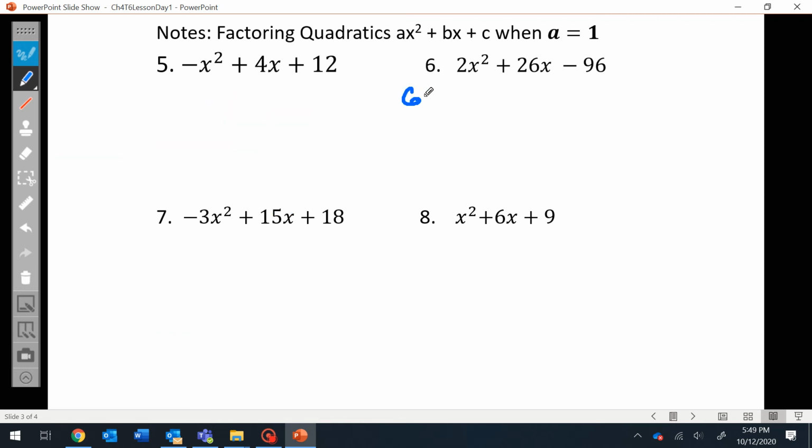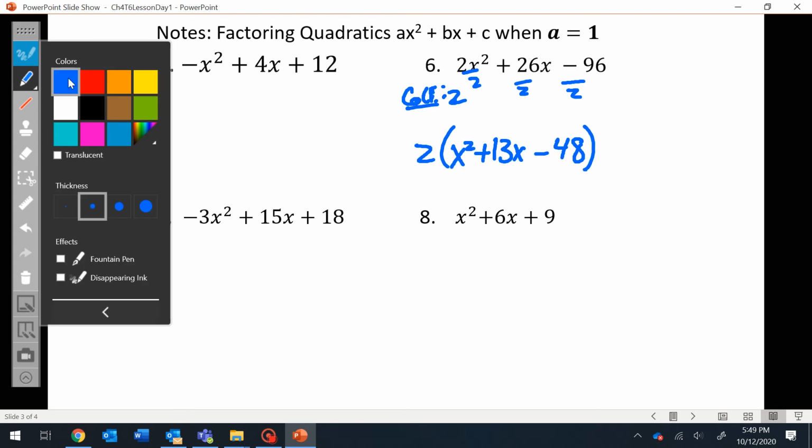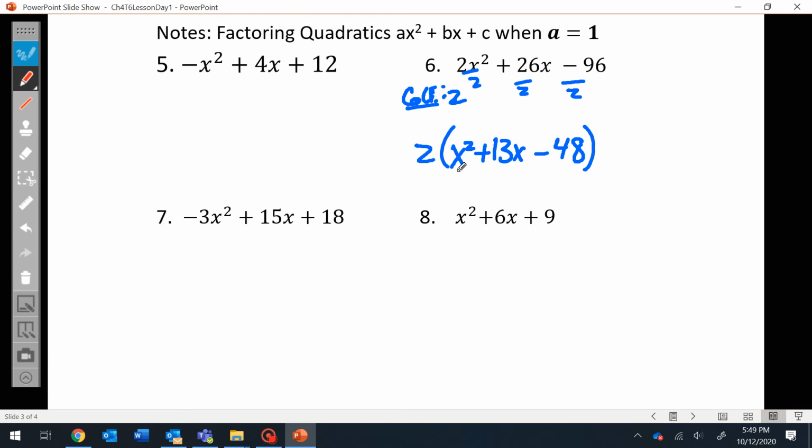Number 6, GCF is 2, so the GCF has to come out. I'm dividing each of these by the GCF. So 2 comes out, and I'm left with x squared plus 13x minus 48. What I'm factoring now is x squared plus 13x minus 48. So a is 1, b is 13, c is -48.